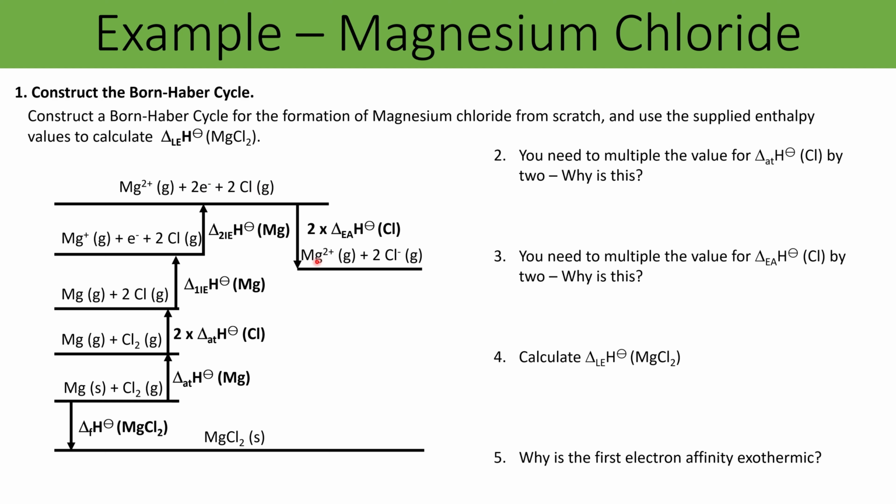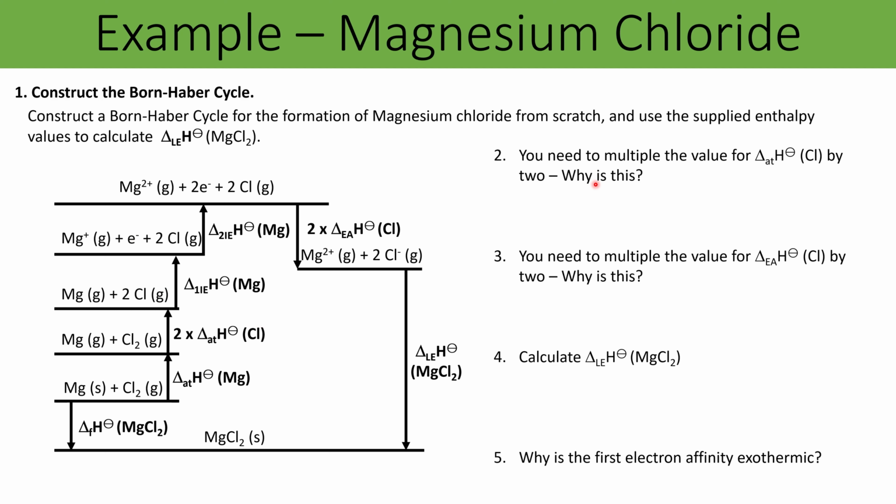Now finally, look at this. I've got gaseous ions of magnesium, and they're the proper ion, the 2+ ion that we know. And I've got gaseous ions of chloride, the 1- ion that we know, 2 of them, which is balanced to form MgCl2. So there's my lattice enthalpy for magnesium chloride. So I've now constructed my Born-Haber cycle for the formation of magnesium chloride.